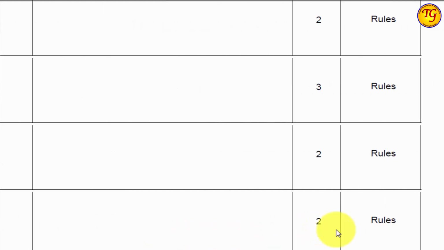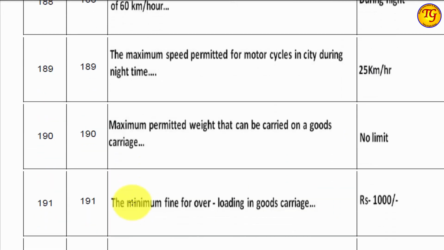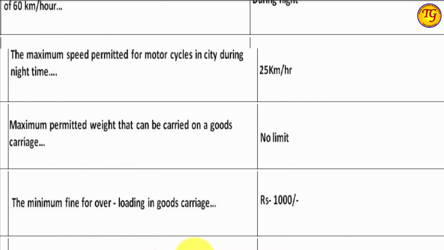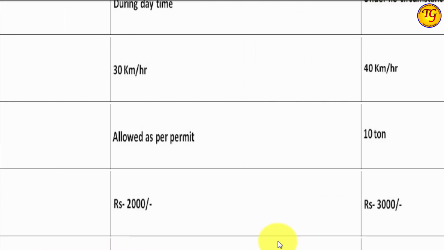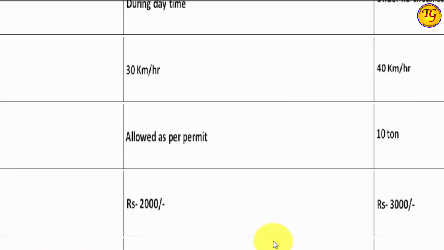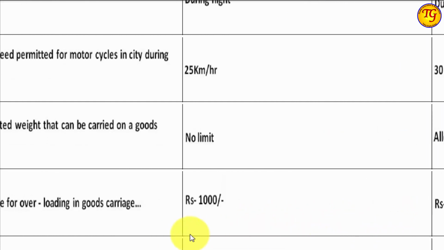Let's check it. Yes, it is the correct one. So question number 190 says, maximum permitted weight that can be carried on goods carriages: no limit, allowed as per permit, or 10 tons. So I think allowed as per permit, because size varies from vehicle to vehicle. So option number 2 is the correct one. Yes, it is the correct one.